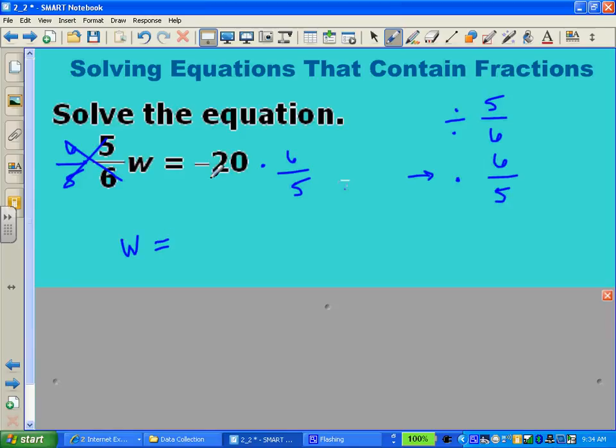Over here you say, well, I have a fraction and a whole number. How does that work? Remember, if we have a whole number, we can always put it over 1. Now here it'll be helpful for us to cross reduce. So let's see, 5 goes into 20 four times, 5 goes into 5 one time. So then I have negative 4 times 6, which is negative 24, over 1. So I don't have to put that over 1, so it's just negative 24. So when I have a fraction, I want to multiply by the reciprocal. Let's look at another one.